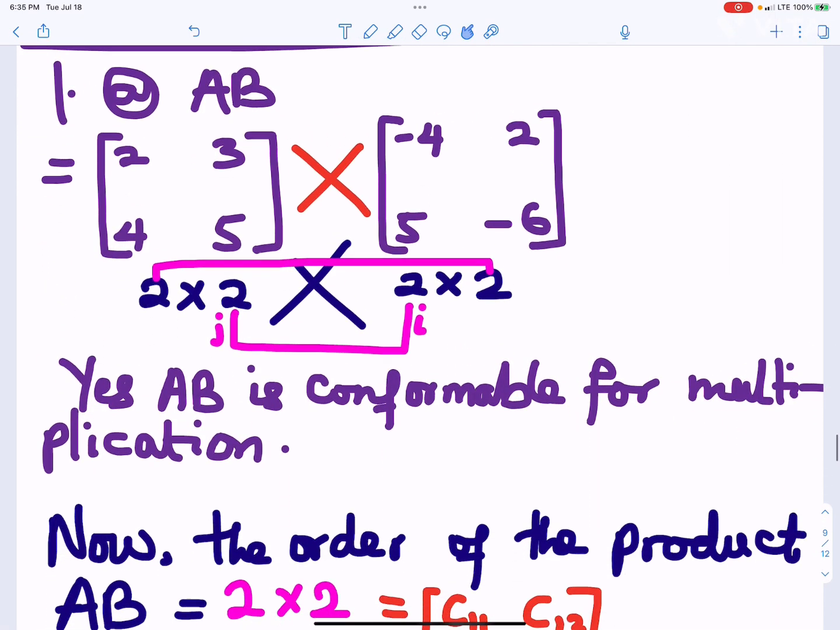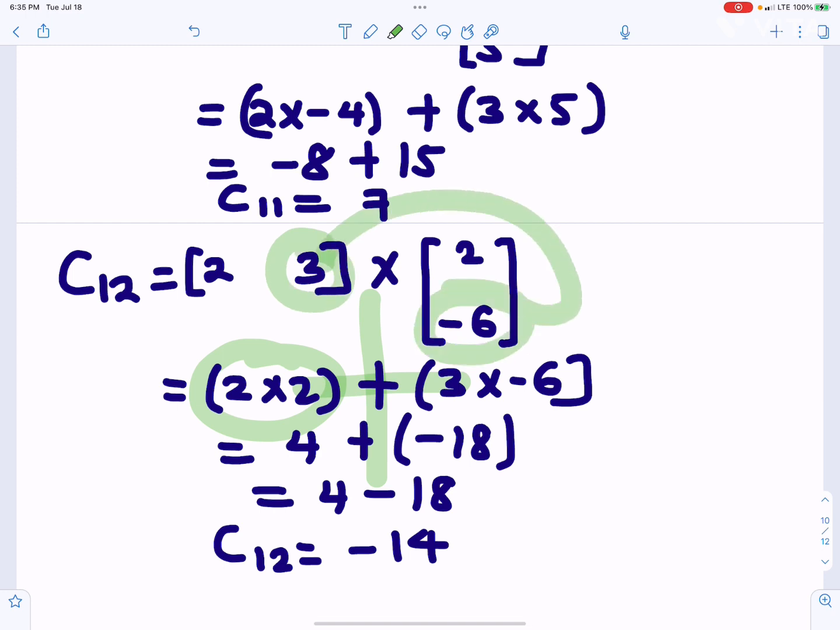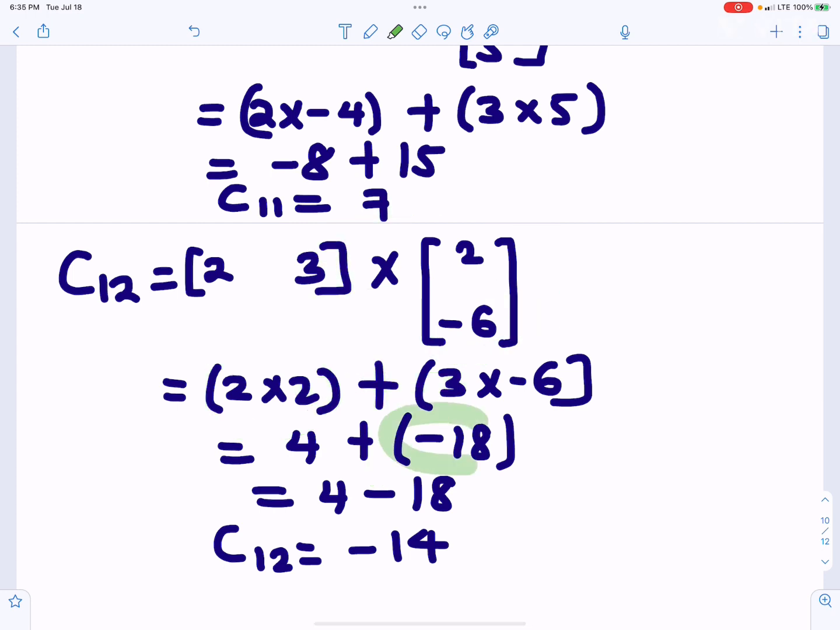2, 3 times 2, minus 6 here. So I'll do 2, 3 times what? 2, minus 6. That means I'm going to do 2 times 2 and add my answer to 3 times minus 6. Take note of those arrangements. 2 times 2 plus 3 times what? Minus 6. So whatever I get for each bracket will be added like this. 4 plus minus 18. What will 4 plus minus 18 give me? That's 4 minus 18, which is what? Minus 14. That's the element in the first row second column in my answer.